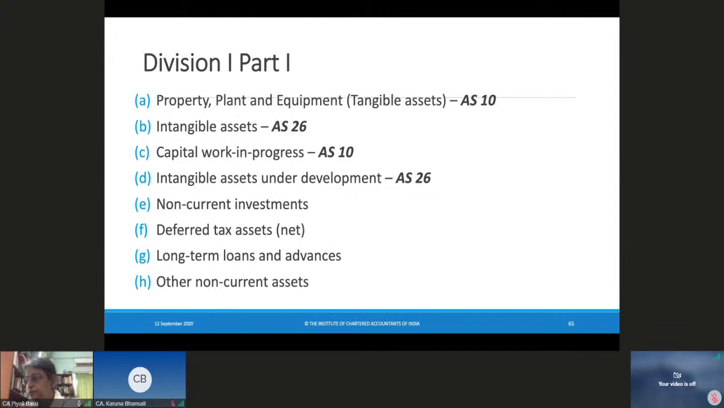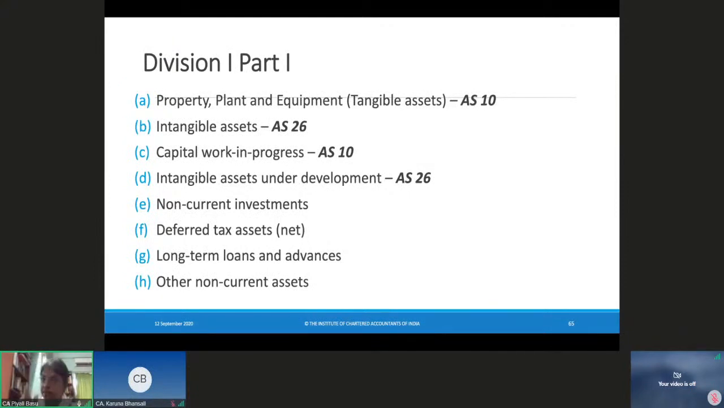So generally, investments are required to be carried at cost. And if there is a decline, other than temporary, that means it is permanent in nature, in the long-term investment, the carrying amount should be reduced to recognize the decline.